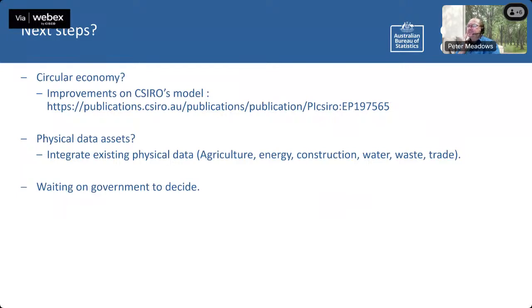So the ABS in particular is quite interested in thinking about whether or not we can establish a physical data asset. You might have heard these as data pools or data lakes. There's quite a bit of information that's collected in a physical nature across the Australian Bureau of Statistics and other quite similar agencies, but none of it is consolidated. None of it is actually brought together on a similar basis. There's no allocation to industry or business.